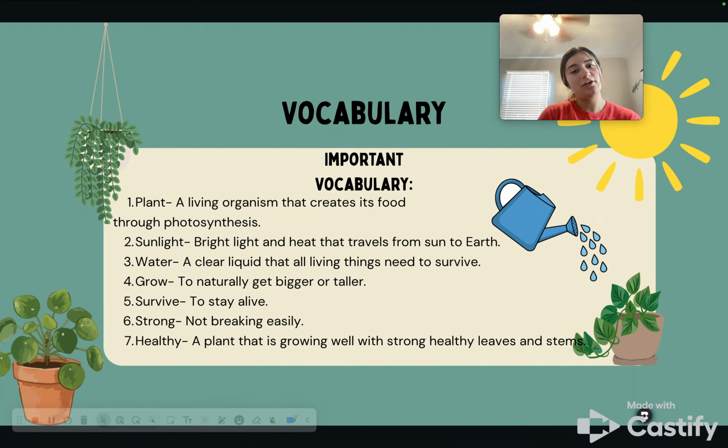Sunlight, which we all kind of know what the sunlight is, a bright light and heat that travels from the sun to Earth. Water is a clear liquid that all living things need to survive, and I'm sure we are all familiar with what water is. Grow, another word I'm sure you've heard before, is to naturally get bigger or taller. The next word, survive, means to stay alive. Next, strong, which in the context of our plants means to not break easily. And healthy is a plant that is growing well, with strong, healthy leaves and stems.